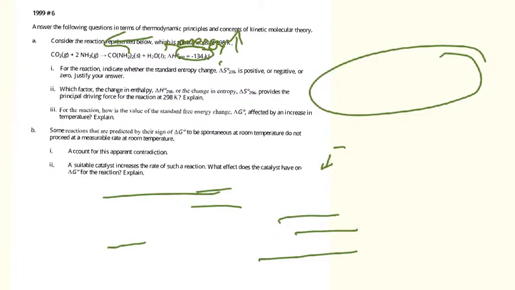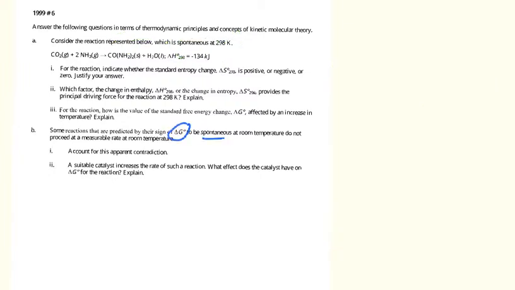In B, they are saying that some reactions that are predicted by delta G to be spontaneous, as in favorable to make products, sometimes don't proceed at a measurable rate at room temperature. Account for this contradiction. Now, you'll notice that they're essentially giving you the answer here, right? They're saying that the rate isn't fast enough. So if they're giving you the answer that kinetics is the answer, when they say explain it, I have a feeling they're going to want a specific explanation about kinetics.